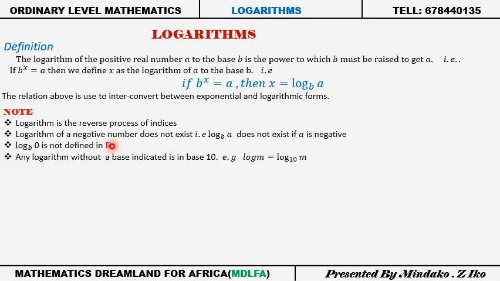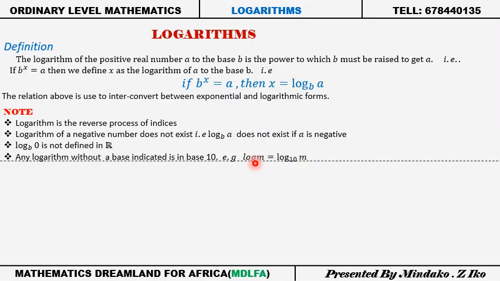4.4: any logarithm without a base indicated is in base 10. So if the base is not indicated, it means that logarithm is in base 10, like here. We have log of m, which simply means that since there is no base here, it is log of m to the base 10. If you are given an equation where the base is not given, just know that the logarithm is in base 10.